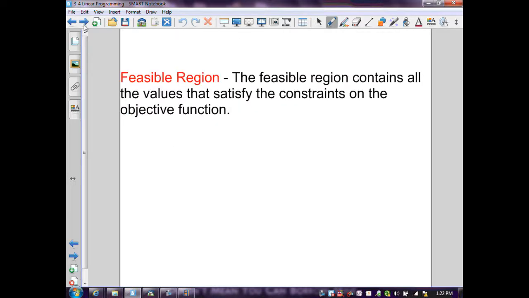What happens is we graph the inequalities of our constraints, and then we generate a feasible region. In other words, all values that will solve our objective function. But what we want to do is find the values that satisfy the constraints and also the objective function. With the objective function, we're either looking for a maximum or minimum, depending on the problem that we're trying to solve.